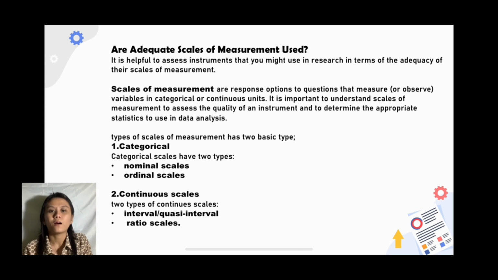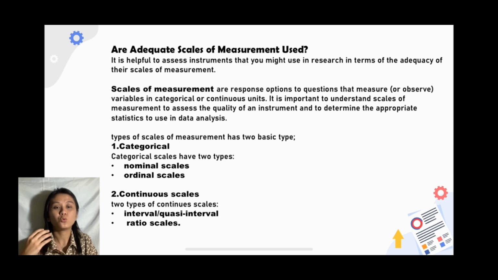So scales of measurement are the options provided to respond to questions, measuring variables in either categorical or continuous scales. The types of scales of measurement have two basic types. The first one is the categorical scales. These categorical scales are measurement scales where responses are categorized into distinct groups or categories. Each response option represents a separate and mutually exclusive category without any inherent order or numerical value. Examples include yes or no questions and multiple choice options.